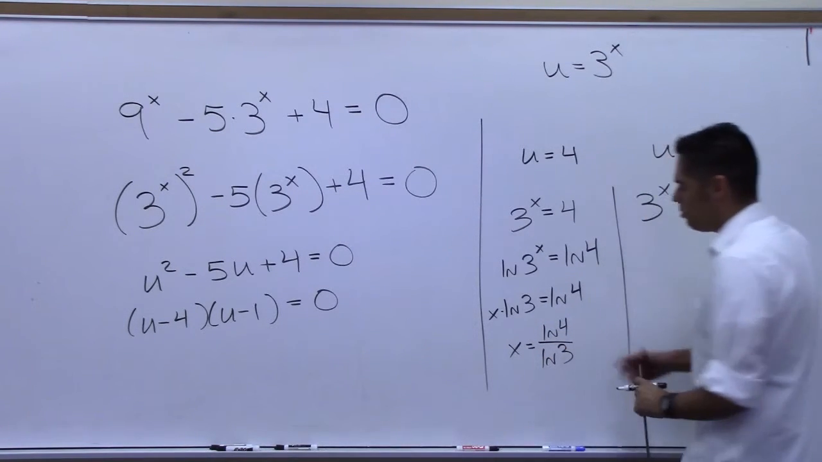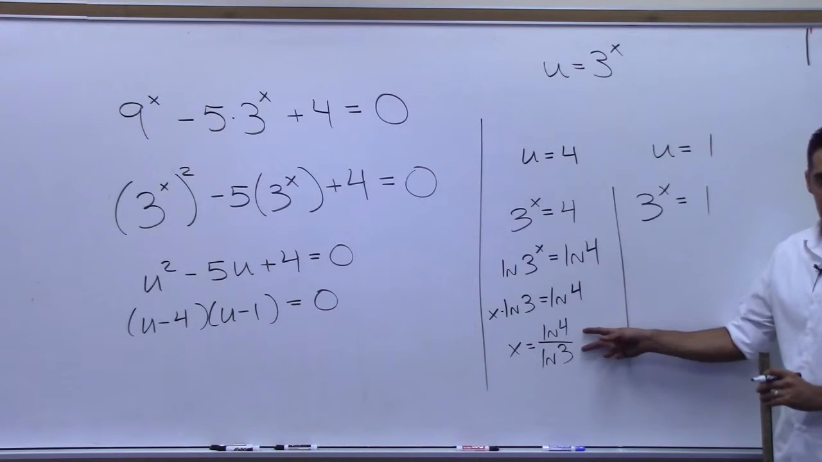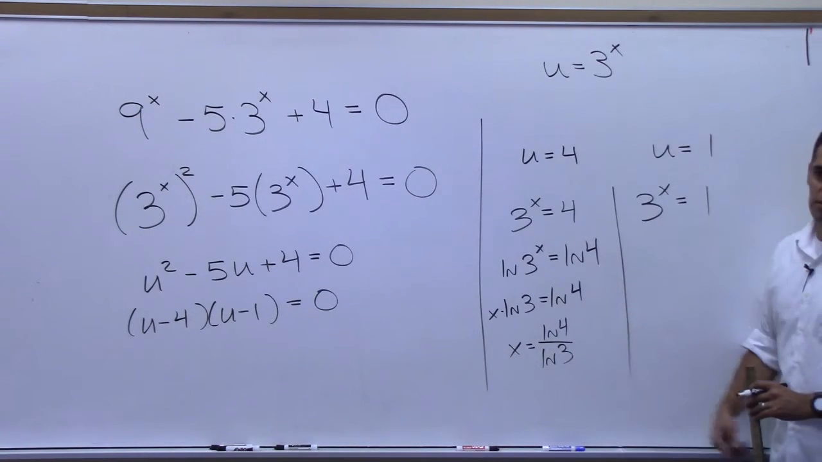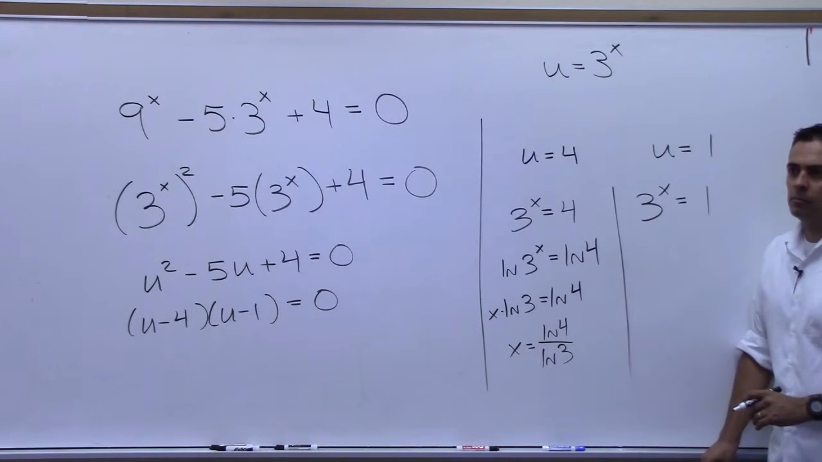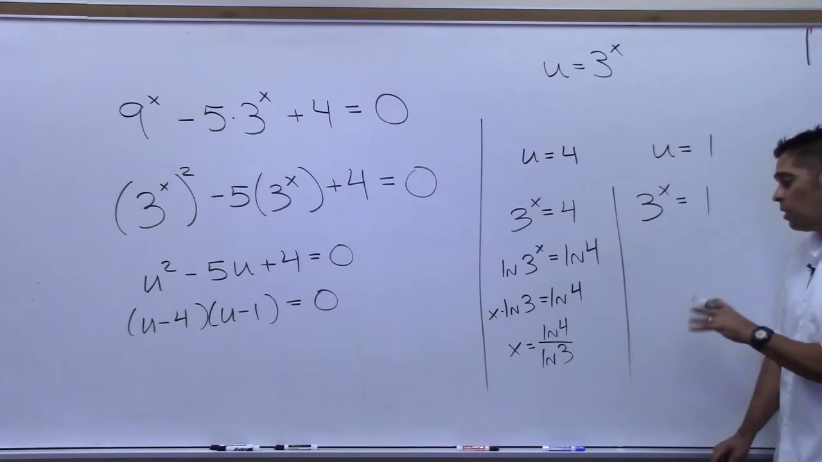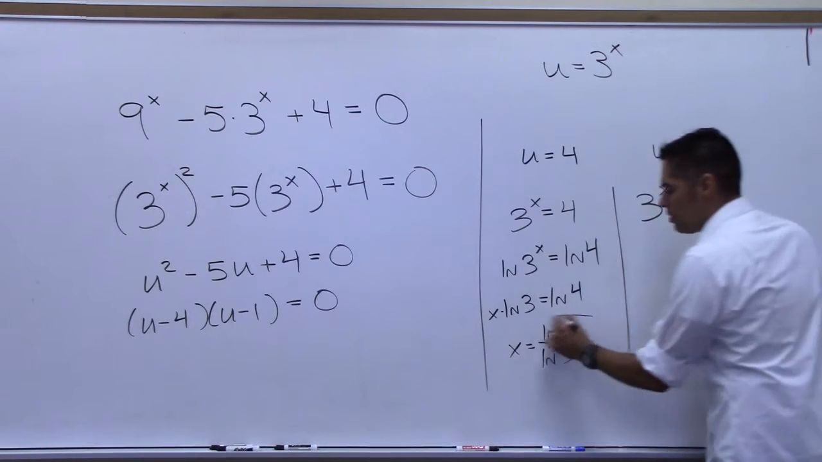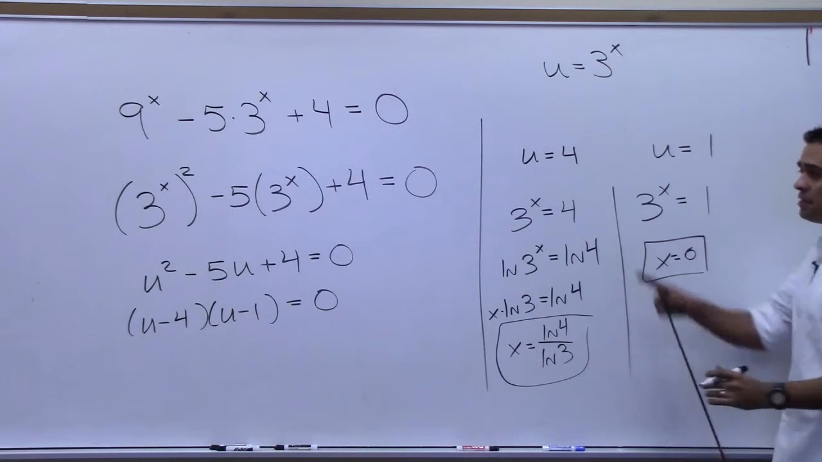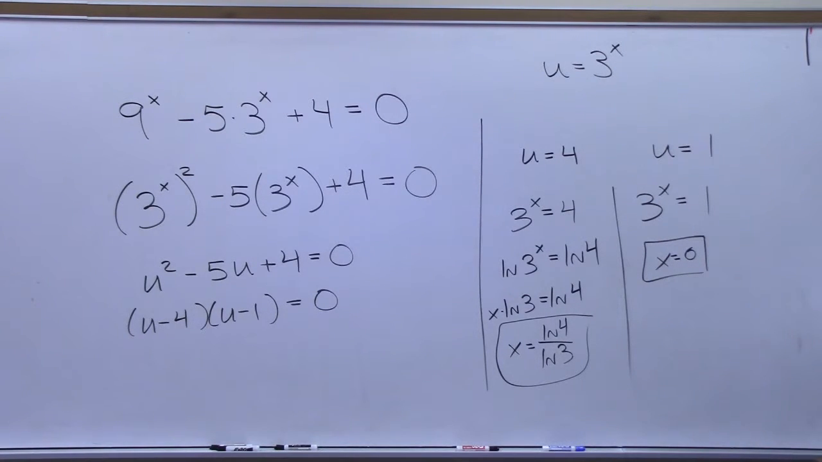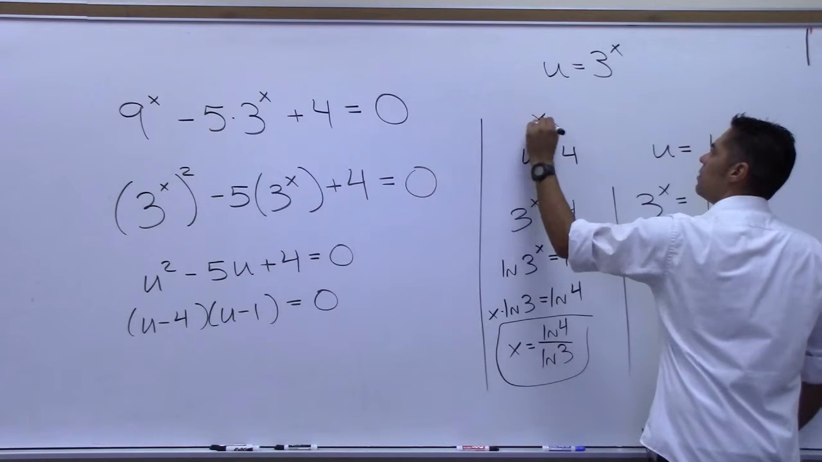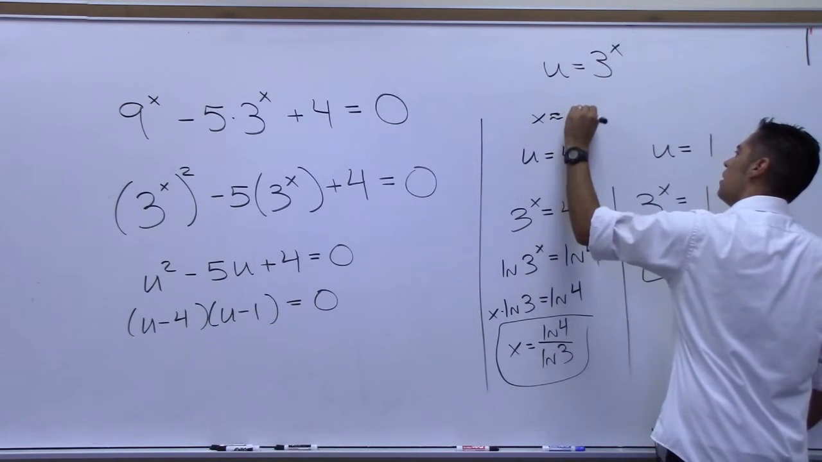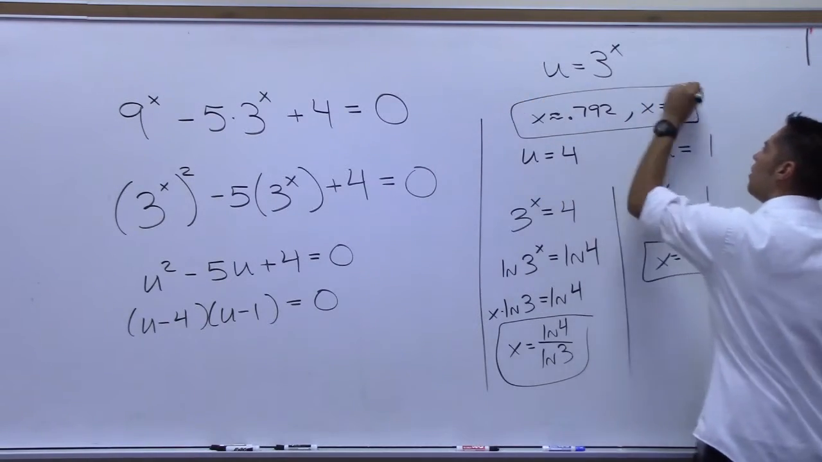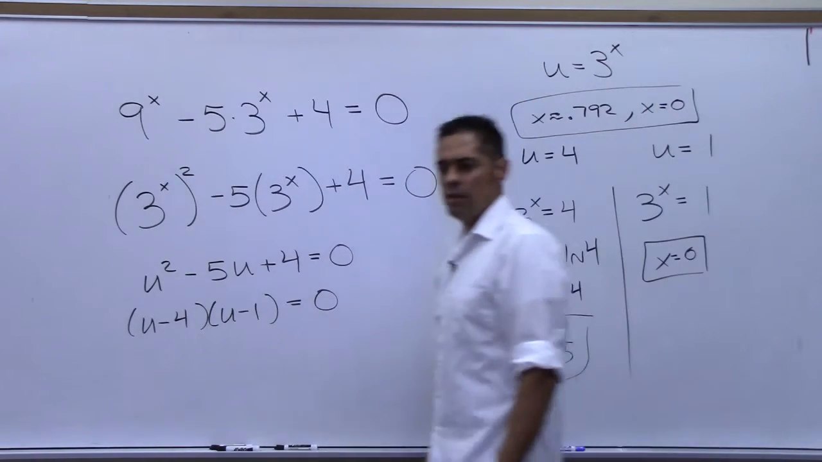Can you combine these two together? No, you may not. That is not a property of logs. So that's your answer. But what you can do is get that number as a decimal on your calculator. I would accept this, or I would accept the decimal. I don't care, but I need to see the work. What is it? 0.792? That sounds about right. X equals approximately 0.792. The other answer was x was 0. So if we plug those numbers into this original equation, we should get a true statement.